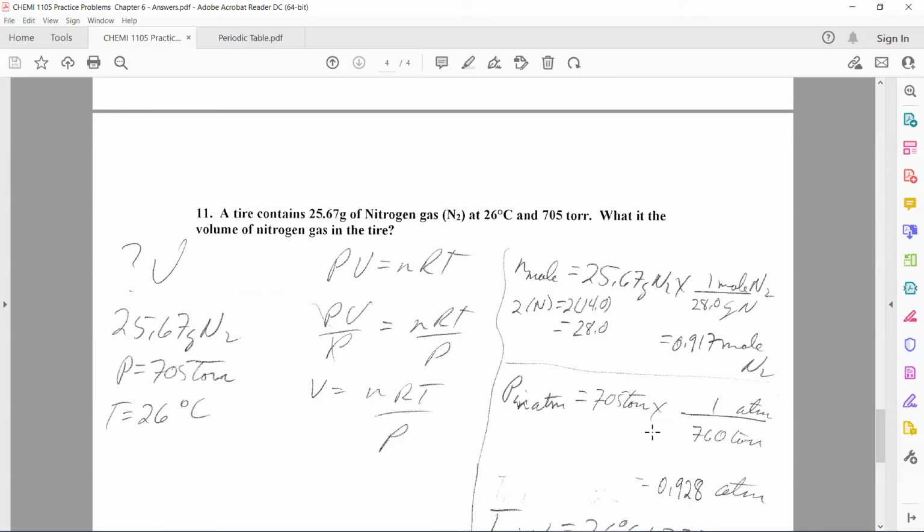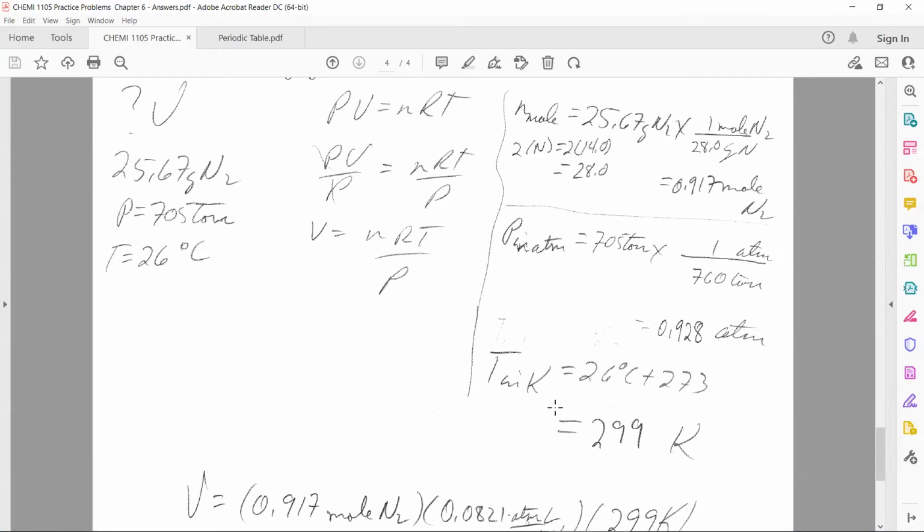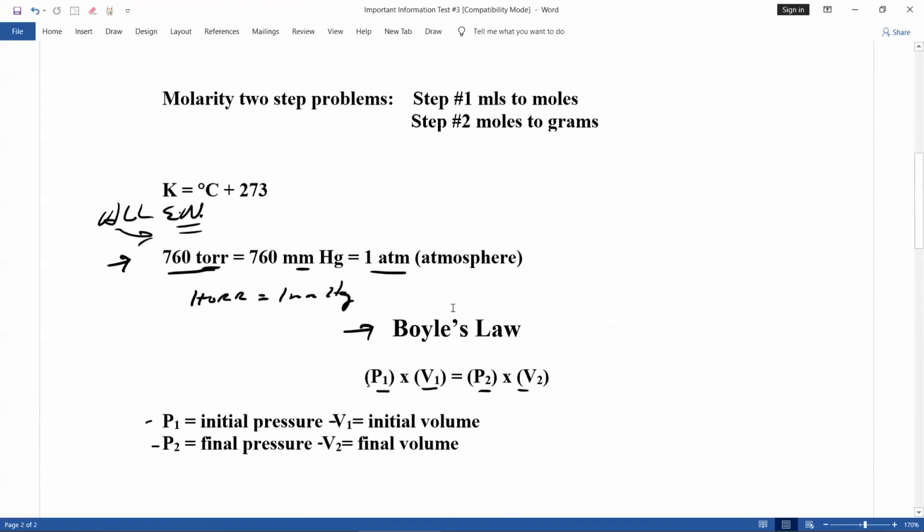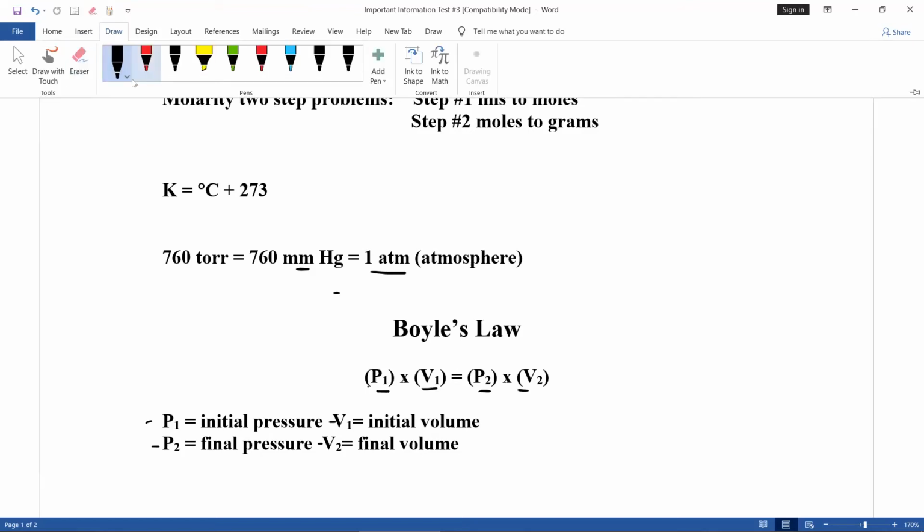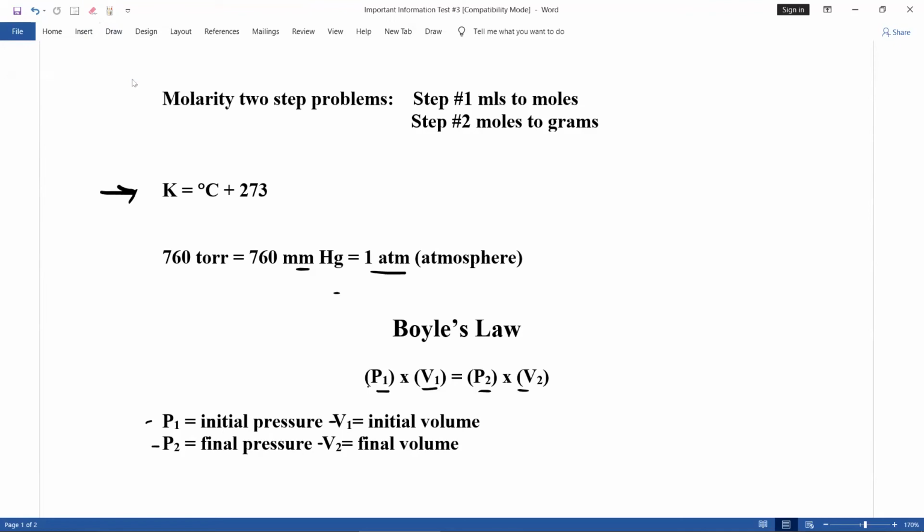What's T? T is temperature, but temperature has to be in Kelvin. Oh no, I gave it to you in Celsius, which I always will. And if we go back to important information, test number 3, let me clean this up a little. Notice right here, Kelvin equals degrees Celsius plus 273. This is an exact number.